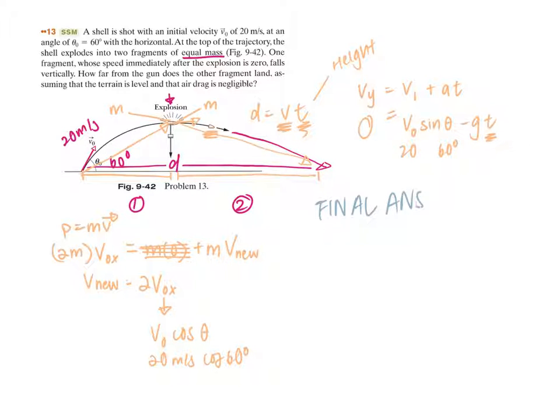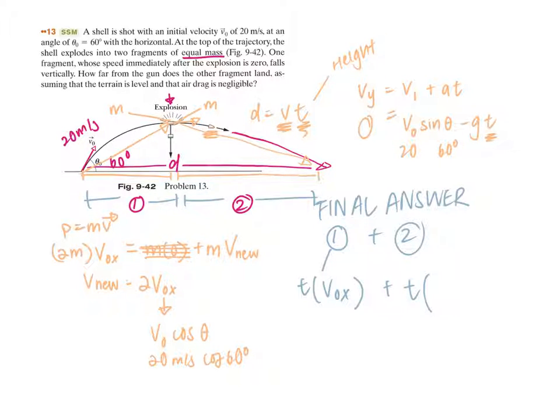we're going to find part 1 and part 2, like how I drew it here. So part 1 is going to be the time times the first horizontal velocity, which is v0x, and part 2 is going to be the same time times the new velocity, which is 2v0x. So we can simplify as t times 3v0x, which if you do the math is going to be 53 meters.